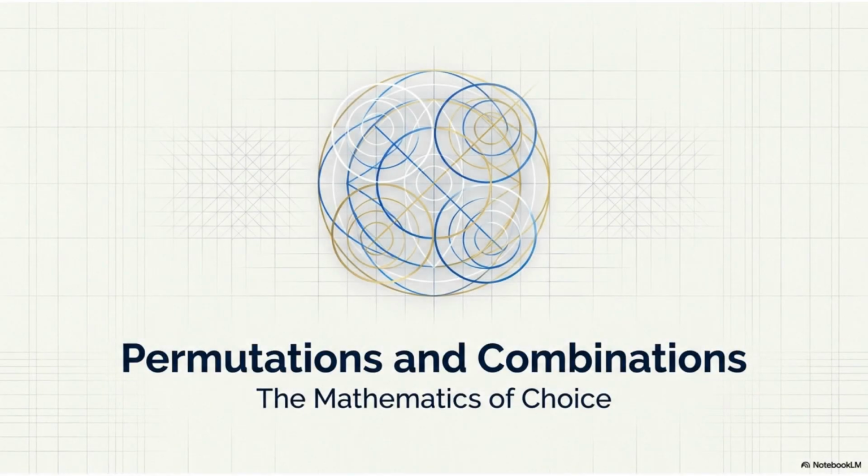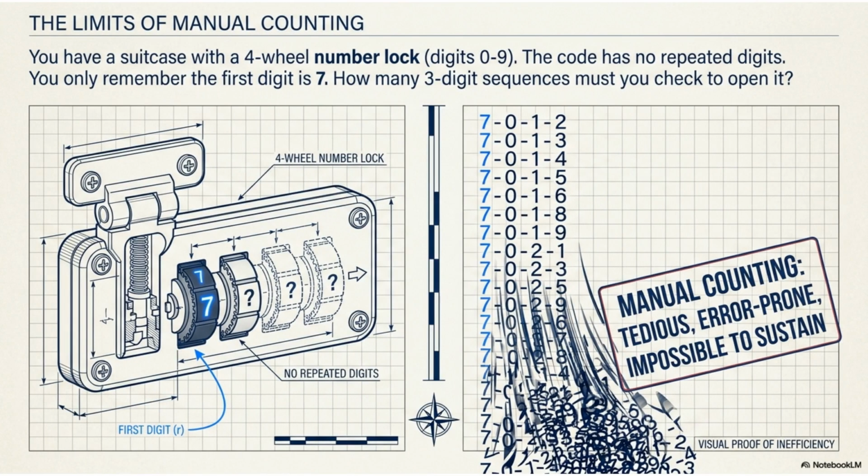Welcome to this video on the mathematics of choice. Today, we will explore the fascinating world of permutations and combinations, uncovering the underlying principles that govern how we count and organize possibilities. Imagine you have a four-wheel number lock, but you only remember that the first digit is 7. Trying to count every potential sequence manually is tedious, error-prone, and unsustainable. We need a better way.